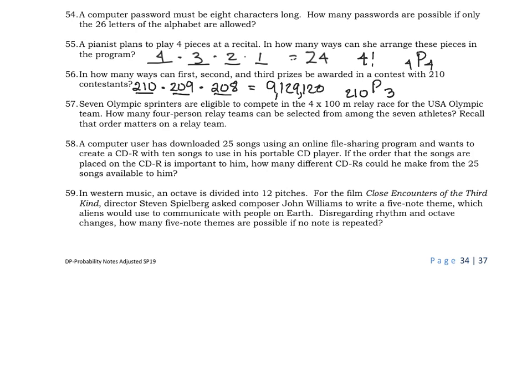57. 7 Olympic sprinters are eligible to compete in the 4x100 meter relay race for the U.S. Olympic team. How many 4-person relay teams can be selected from among the 7 athletes? Recall that order matters in a relay team. I did not want to make the assumption that everybody understood how relays were run, so I thought I'd better add that. So from those 7 athletes, we are choosing 4, and order matters. And no, a person can't run the same leg repeatedly.